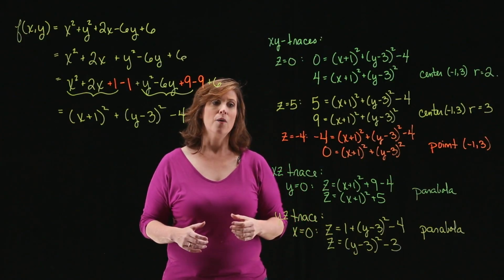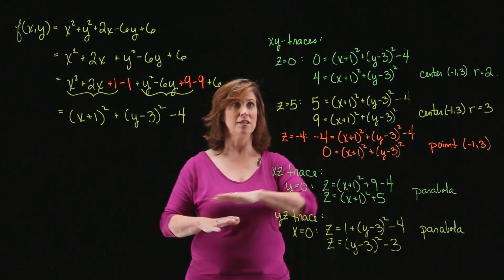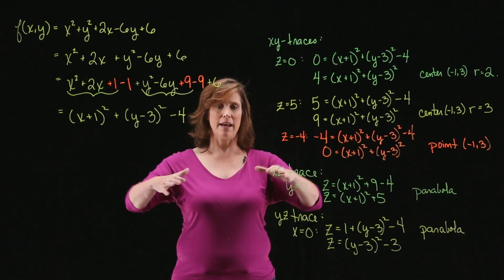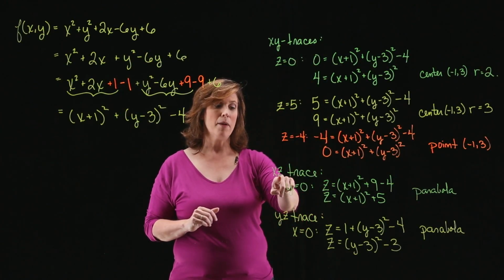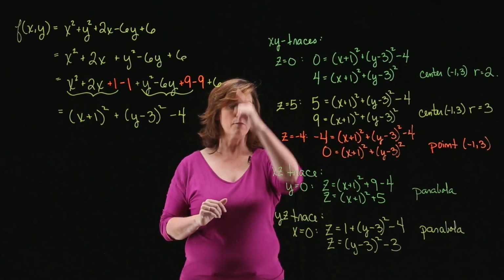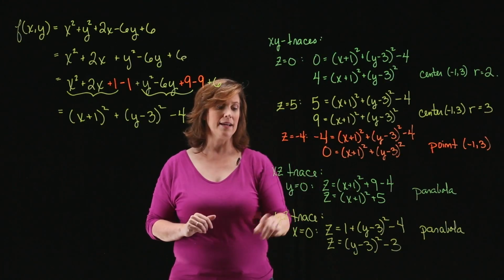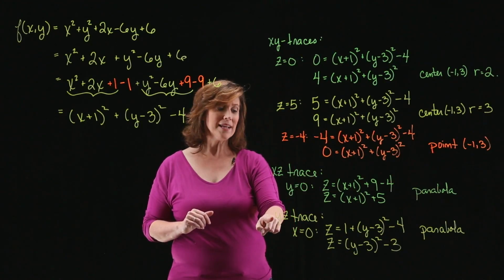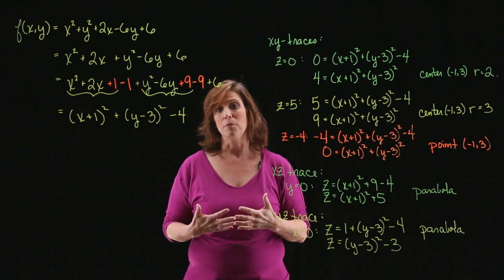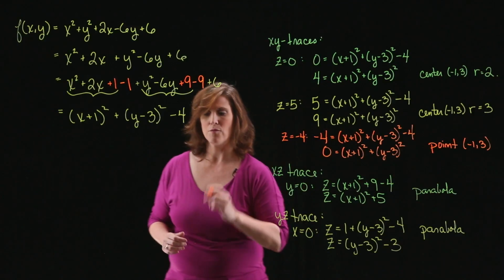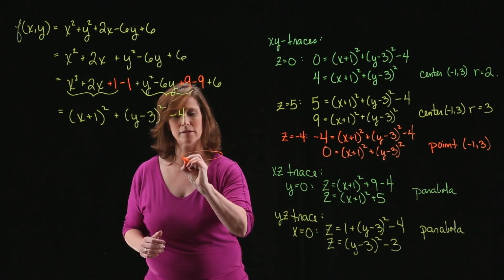So now what I know is that in planes parallel to the xy axis, I'm going to have circles that continue to get larger. In planes that are parallel to the xz plane, I'm going to have parabolas. And parallel to the yz plane, I'm also going to have parabolas. This is going to create what's called a paraboloid.